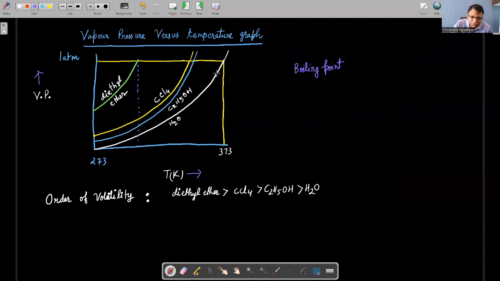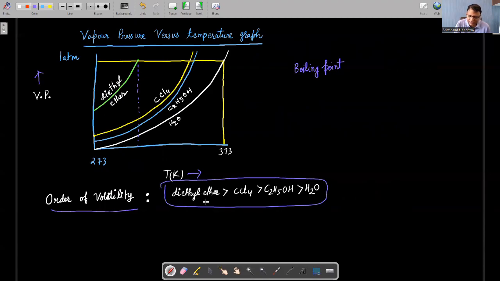Intermolecular interactions will be more means vapor pressure will be less. Less volatile liquid has high boiling point. So they can ask the order of volatility of the liquids or the order of boiling point of these liquids. We should remember these things because it is given in NCERT. Most volatile is diethyl ether, then carbon tetrachloride, then ethanol, and then water. These things are given in NCERT, that's why we are discussing it.